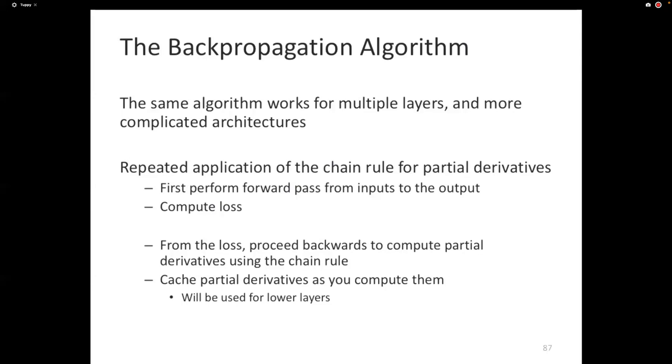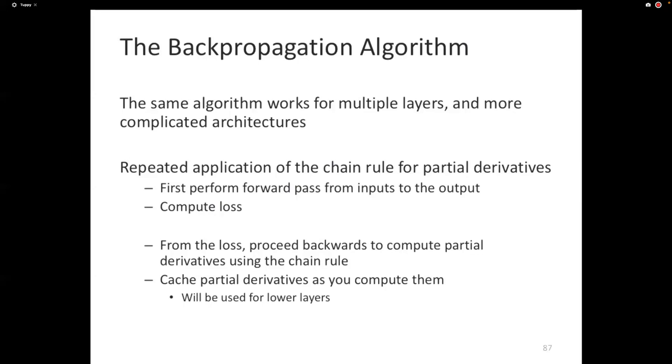And this happens again and again for every training pass, for training every single model, for every hyperparameter selection, cross-validation, all that stuff. You keep calling backprop. So if you can accelerate backpropagation, you can accelerate a lot of machine learning. It's simply the repeated application of the chain rule.